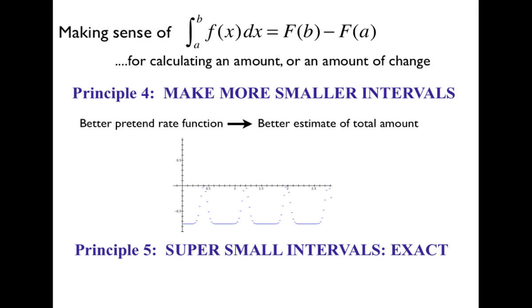Okay, so then principle 5 would be, well, let's just keep going, right? Let's do really well. And so with super small intervals, we can think of our estimate of total amount as truly the exact total amount.